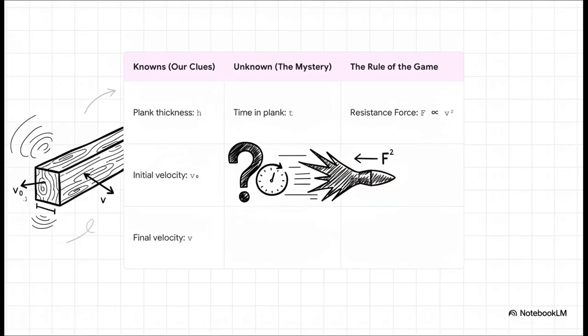Okay, every good detective needs to lay out the facts, right? So let's do that. Our knowns, these are our clues, are the plank's thickness, h, and the bullet's starting and ending velocities, v0 and v. The unknown we're trying to figure out, the big mystery, is the time, t. And the one rule that governs this whole thing is that the resistance force is proportional to v squared.